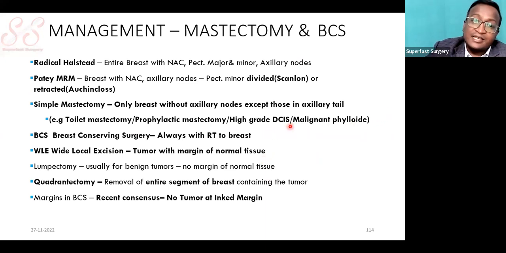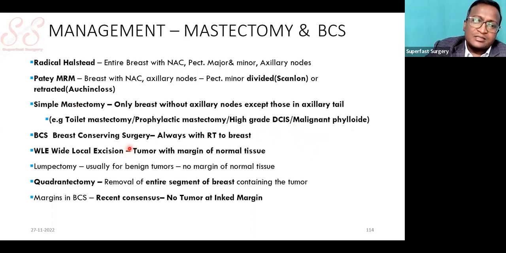It is also done when there is high grade DCIS, like we discussed during the management of ductal carcinoma in situ, and in malignant phyllodes. In that case we will be doing simple mastectomy. So these are the indications of simple mastectomy, that is removal of the breast only, with no addressal of the axillary lymph nodes.